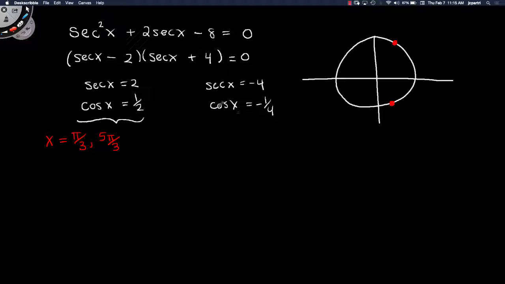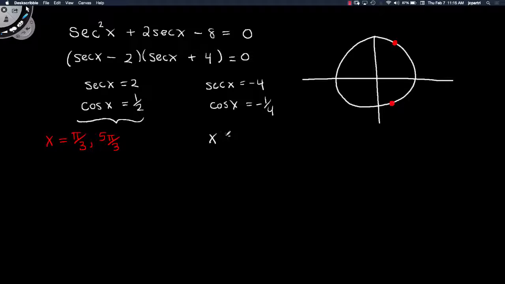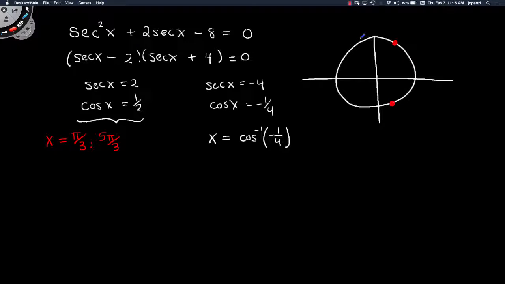Now for cosine of x equals negative 1/4, that is not one of the answers that we know. So we're going to do the cosine inverse of negative 1/4, which we'll have to type out on a calculator. That's going to be in quadrant 2 since it's a negative number. When I start drawing this, negative 1/4 is going to be maybe about here, and then its complementary version down here. Now, unfortunately, these are not separated by pi.